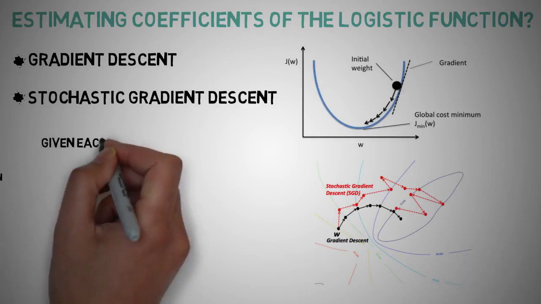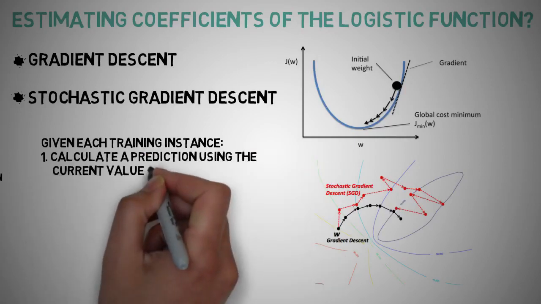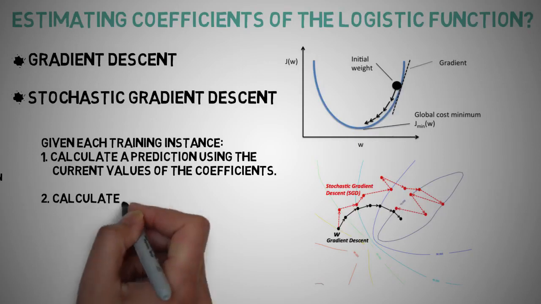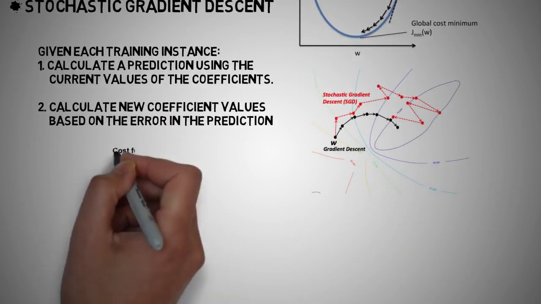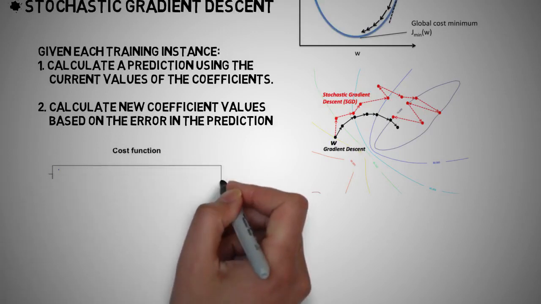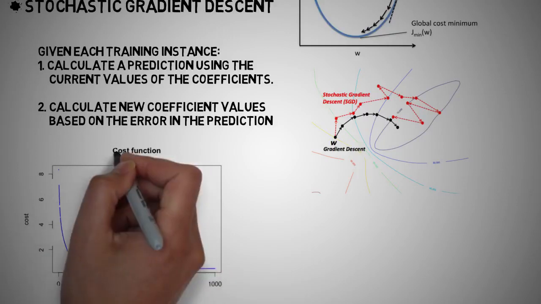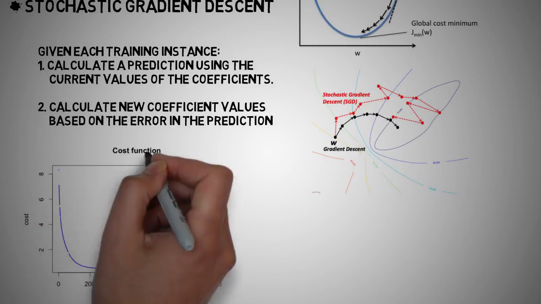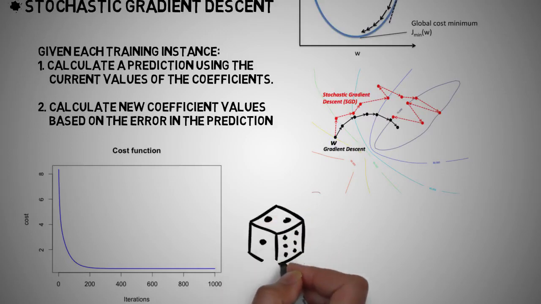We can apply stochastic gradient descent to the problem of finding the coefficients for the logistic regression model as follows. Given a training instance, number 1, calculate the prediction using the current values of the coefficients, and 2, calculate new coefficient values based on the error in the prediction. The process is repeated until the model is accurate enough, for example, the error drops to some desirable level, also referred to as minimizing the cost function, or for a fixed number of iterations. So you continue to update the model for the training instance and correcting errors until the model is accurate enough or cannot be made any more accurate.